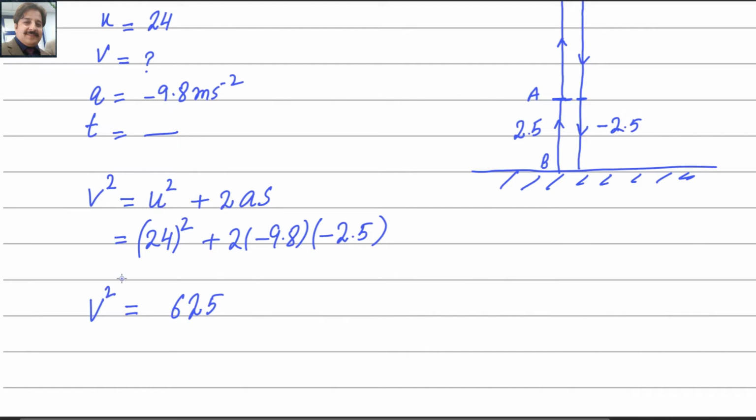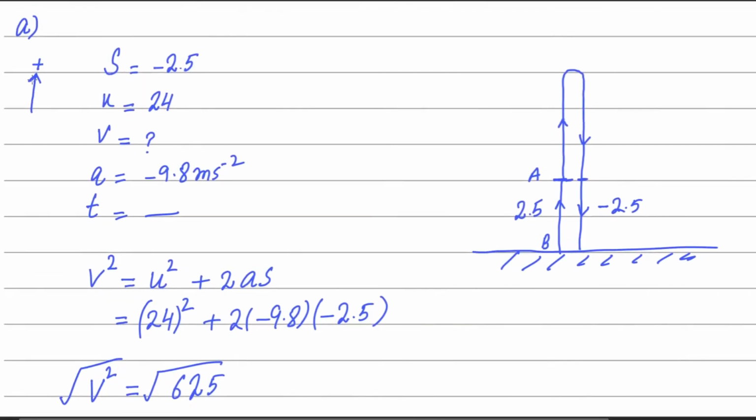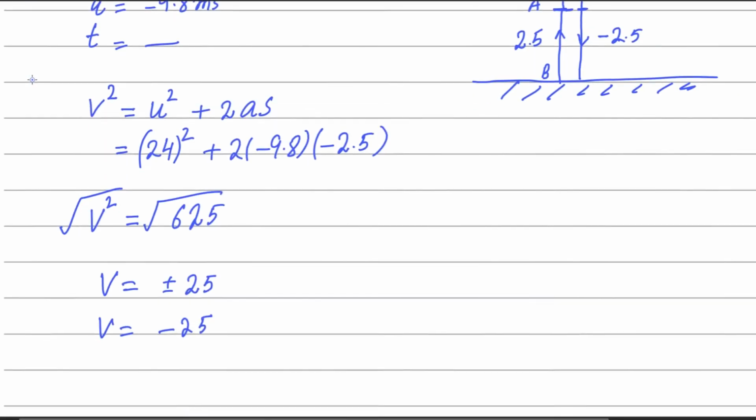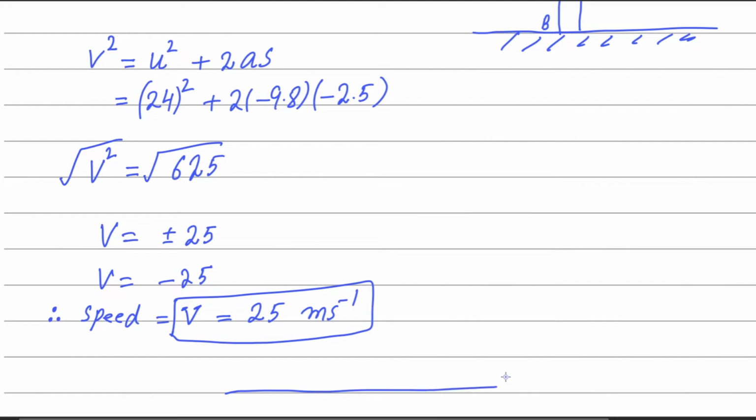Here is v squared. To get rid of the square, we take the square root. v equals plus or minus 25. We have to take negative 25 here. Why am I taking it negative? Because I considered the upward direction as positive. Now velocity is downwards here, so final velocity will be negative 25, but speed is always positive. Speed is a scalar quantity. We need to find speed, that will be v, and this equals 25 meters per second. So this is the answer for the first part.